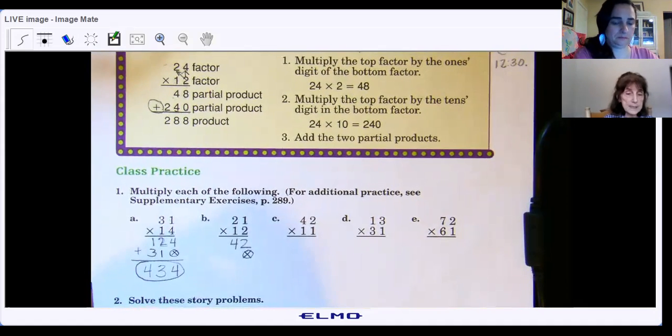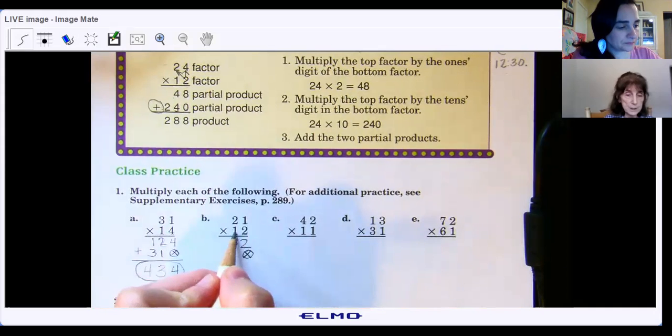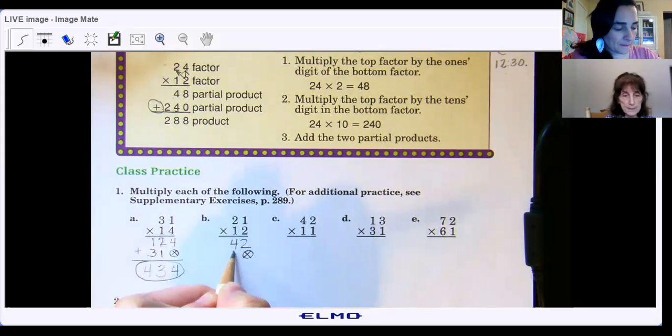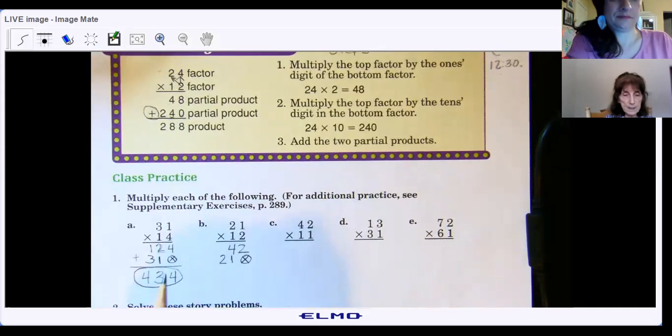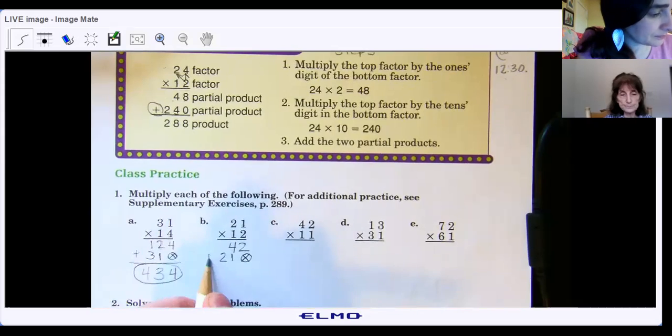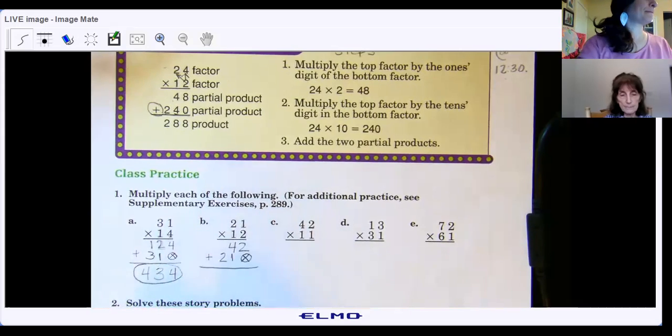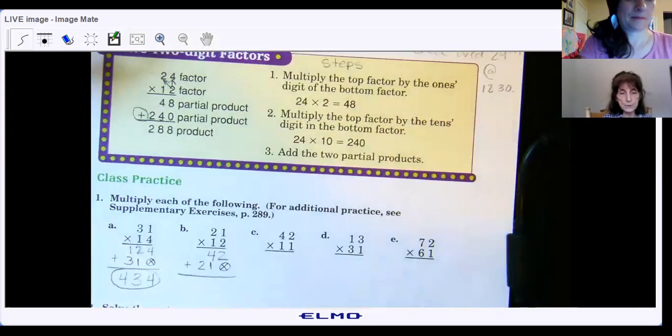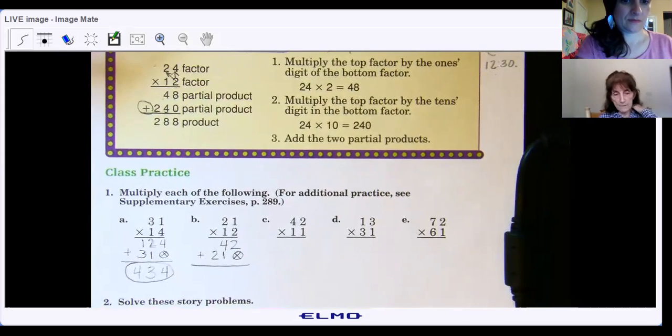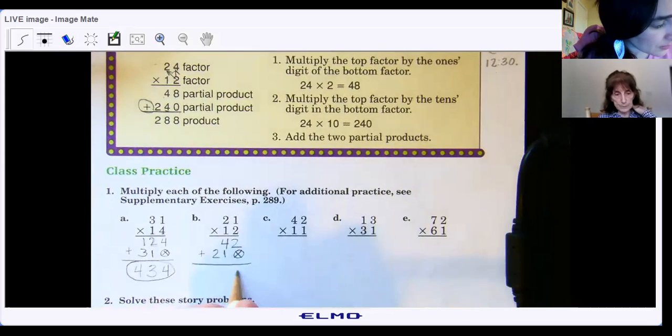Now I'm going into the tens column, the bottom digits. All right, and I'm going to multiply the 21 by 1. Okay, so 1 times 1 is 1 in the tens column, and 1 times 2 is 2. And then I'm going to add it together. All right, 2 and nothing is 2, 4 and 1 is 5, and 2 and nothing is 2.